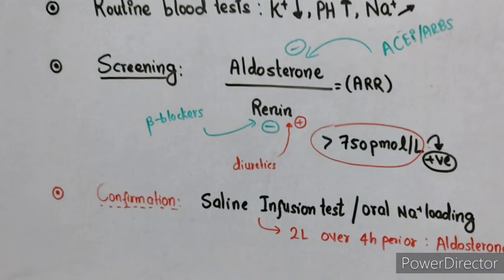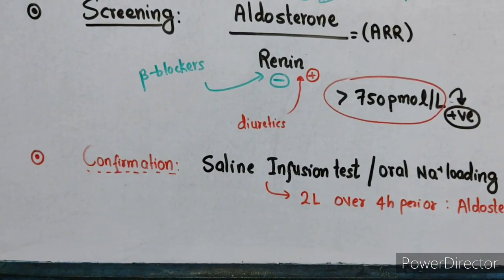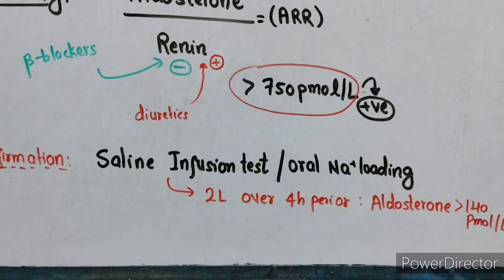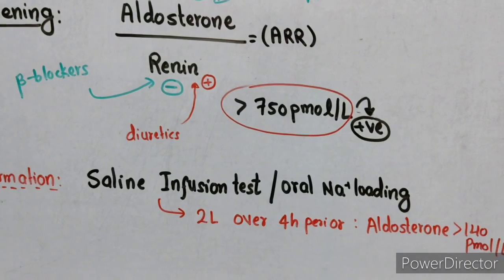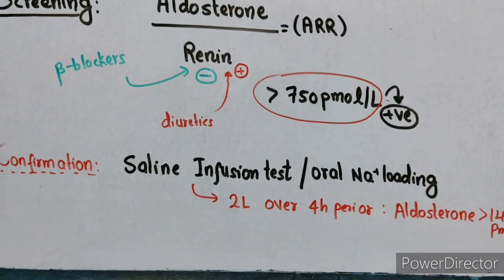Now if screening is positive, then a confirmatory test is done. Confirmatory tests can be done only by an endocrinologist. The tests that are used are saline infusion test and oral sodium loading. They are different tests, and the most common test done is the saline infusion test.